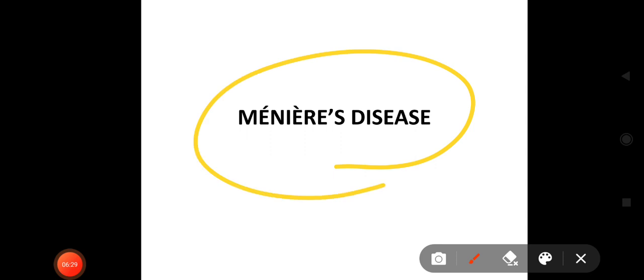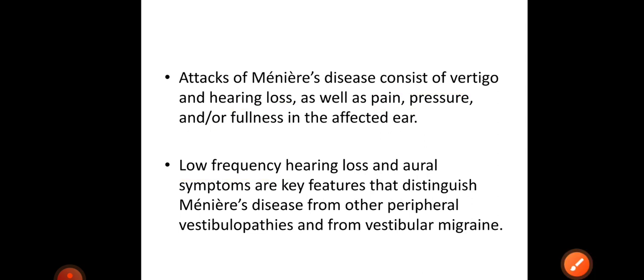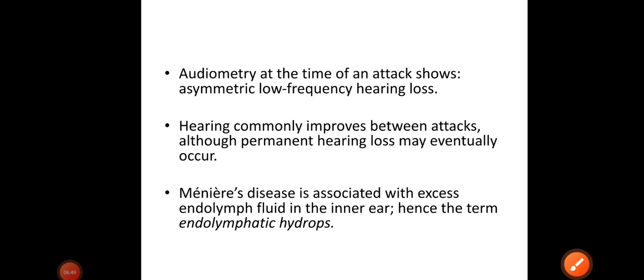Next is Meniere's disease. Attacks of Meniere disease consist of vertigo, hearing loss, pain, pressure, and fullness on the affected ear. Low frequency hearing loss and aural symptoms are the key features that distinguish Meniere from other peripheral vestibulopathies and from vestibular migraines. So low frequency hearing loss is seen in Meniere's disease.